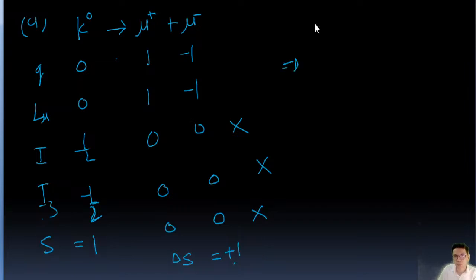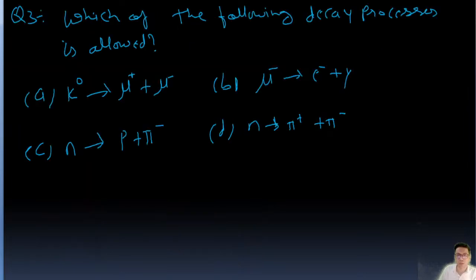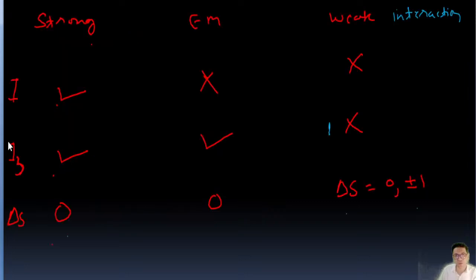So this is an allowed decay through weak interaction. Okay, so this first option is correct. You can check the others as well. So only this reaction will be allowed.